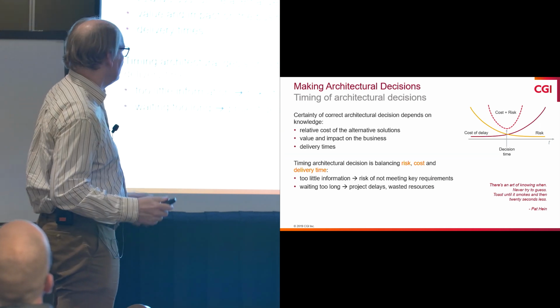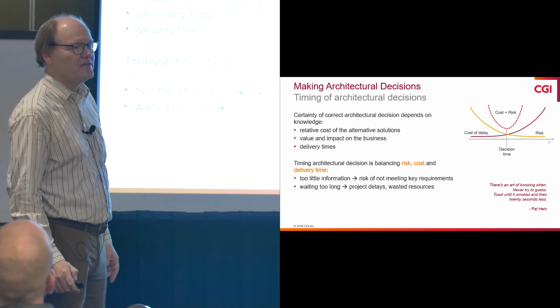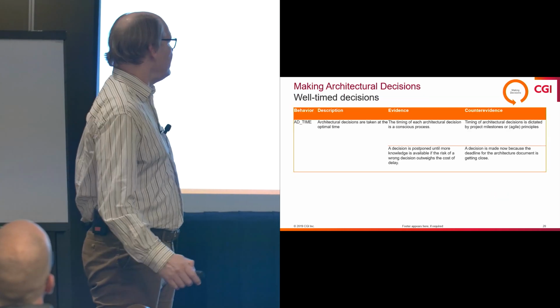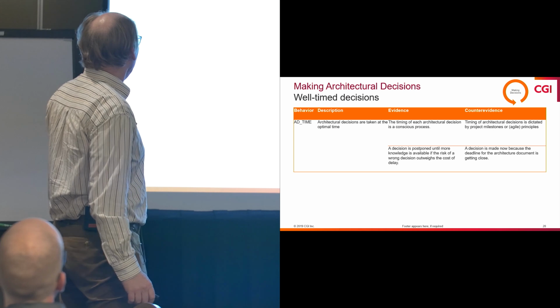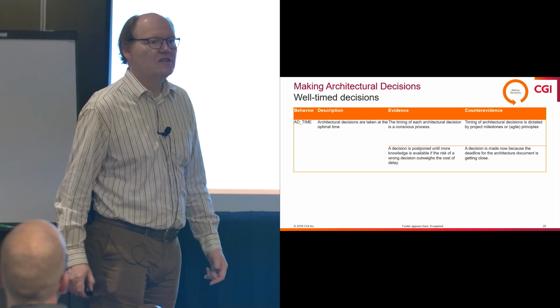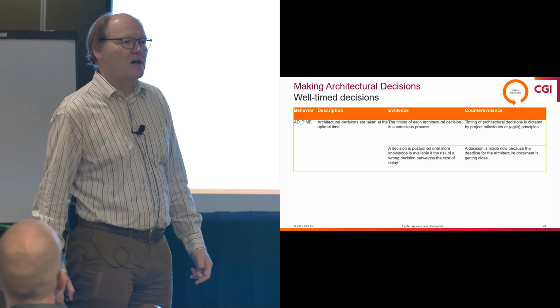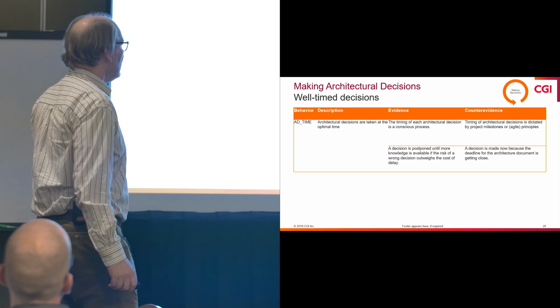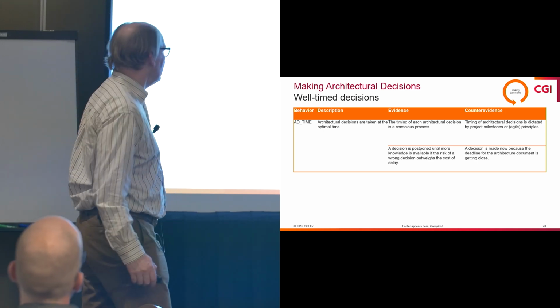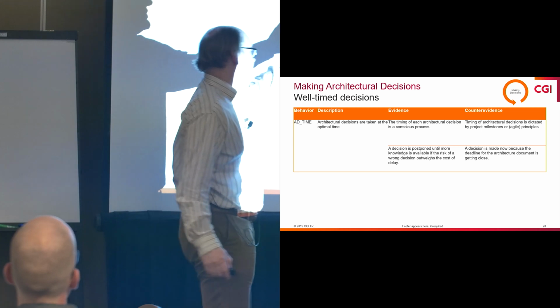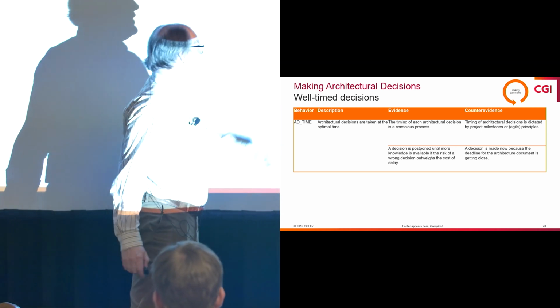And of course, you need to be an expert at that as an architect. The most important behavior here is that we are consciously timing our architectural decisions. How do we know that we're doing that? Well, as I say here, it's a conscious process. How do we know we're not doing it?